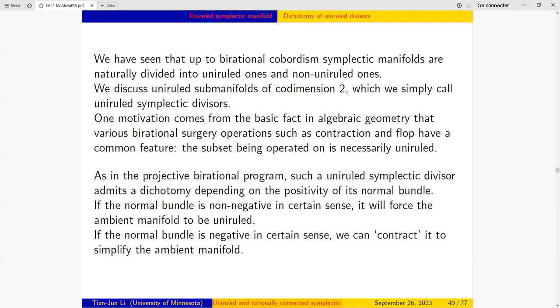Maybe I'll skip the following slides about the further problems on uniruled manifolds and rational connectedness. I can talk about some of these properties, or related problems, tomorrow, Friday. So here maybe I'll just keep this slide, with several following slides that expand on this theme.